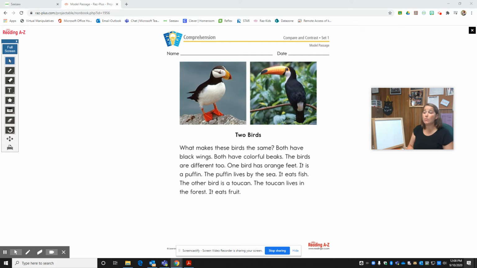So first we need to talk about what it means to compare and contrast. Well, to compare things means to look at ways that they are similar. To contrast means ways that they are different. You may have worked in the past with comparing and contrasting by using what is called a Venn diagram. That's the two circles that overlap. Now on a Venn diagram, you will compare two things.